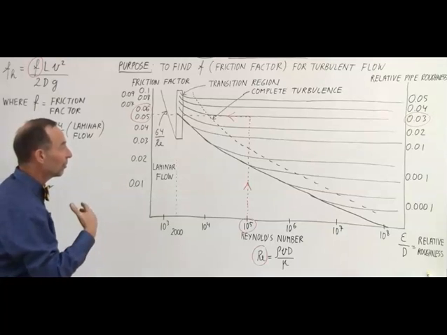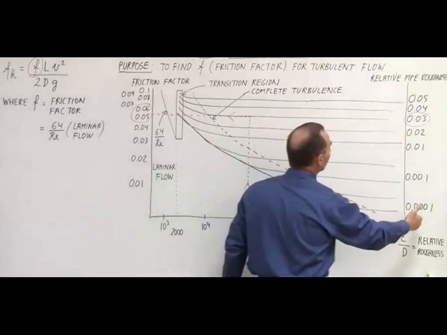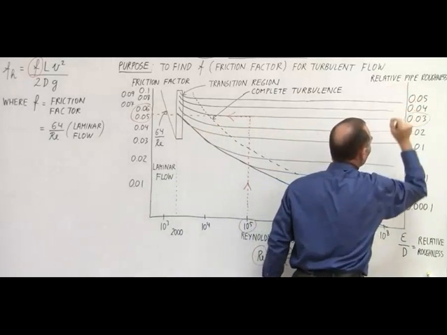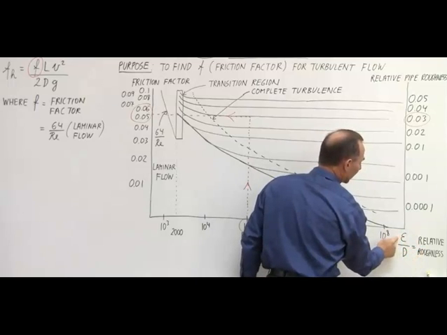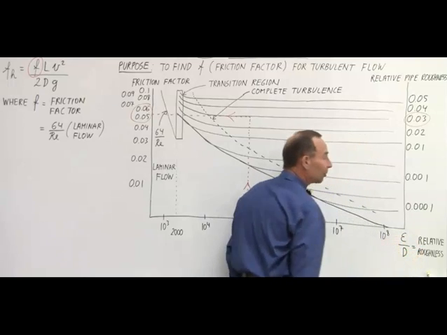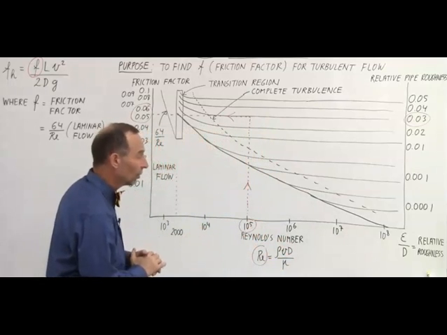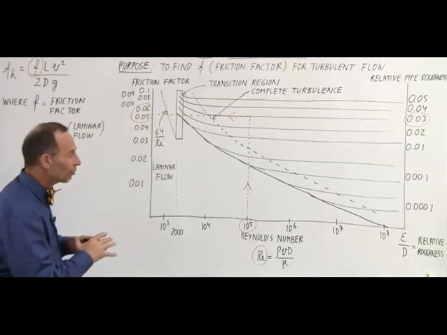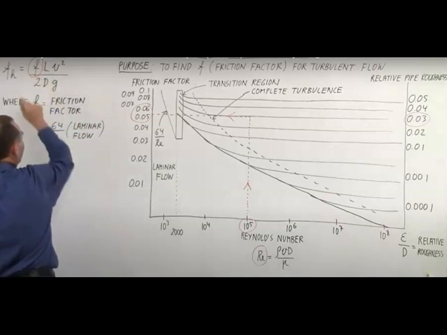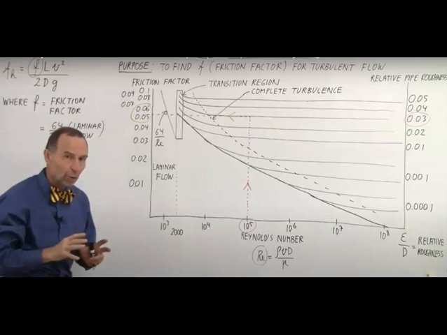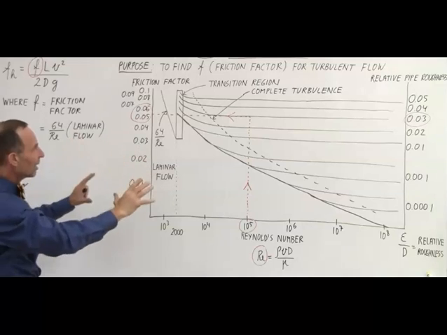And it's a lot more complicated for turbulent flow because it depends not only on the Reynolds number, but it also depends on something we call the relative pipe roughness. And we can calculate the relative roughness of the pipe by taking epsilon divided by the diameter of the pipe. We'll explain in the next video what that really means. All we need to do in this video is try and understand how to obtain the friction factor if the fluid flow is turbulent instead of laminar.